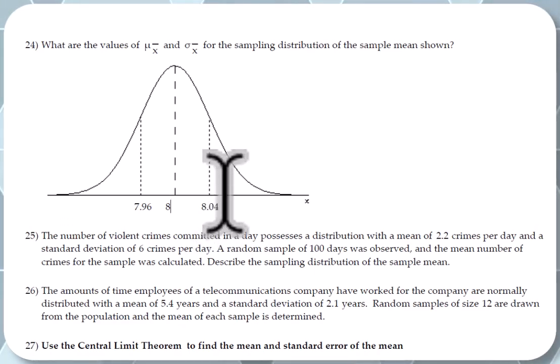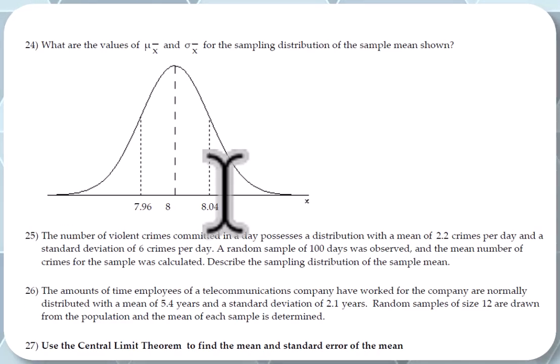Next question. The number of violent crimes committed in a day possesses a distribution with a mean of 2.2 crimes per day and standard deviation of 6 crimes per day. A random sample of 100 days was observed and the mean number of crimes of the sample was calculated. Describe the sampling distribution of the sample mean.